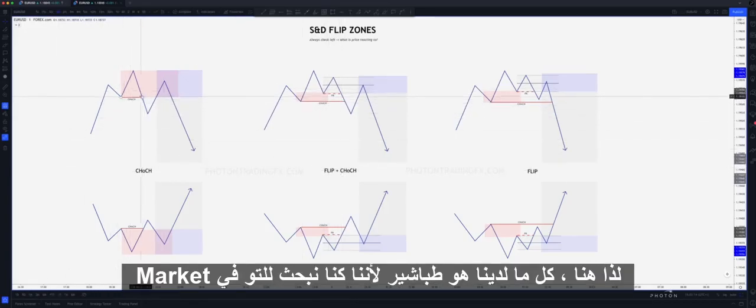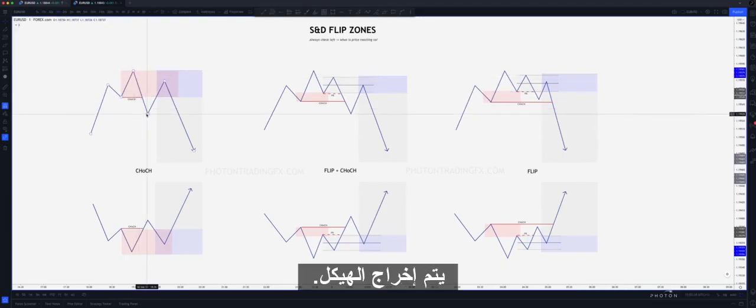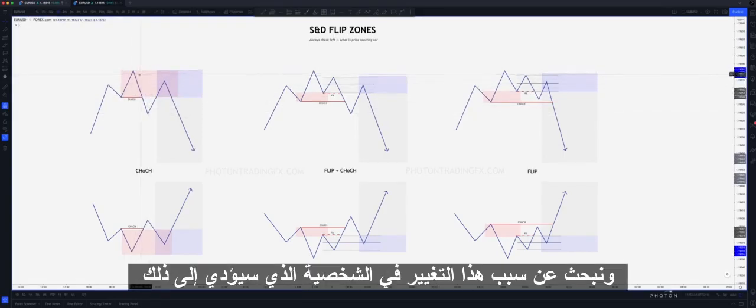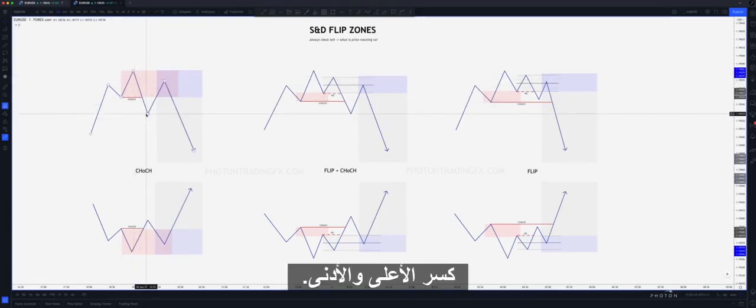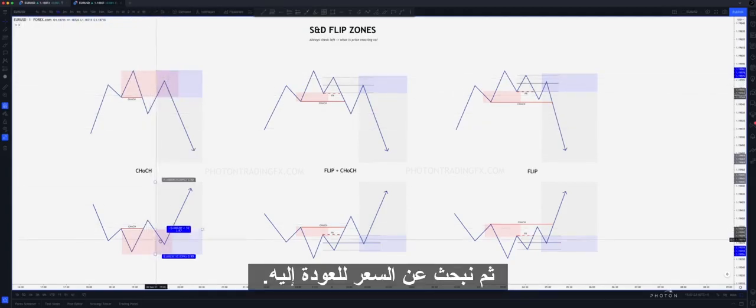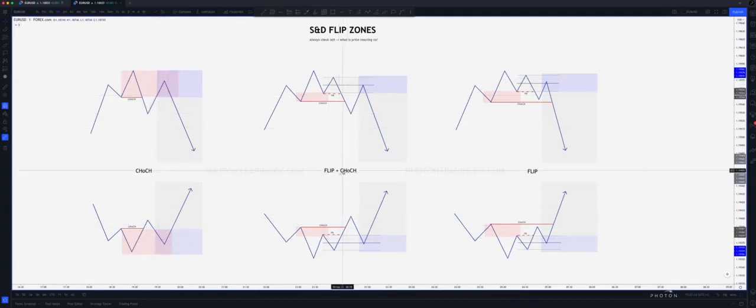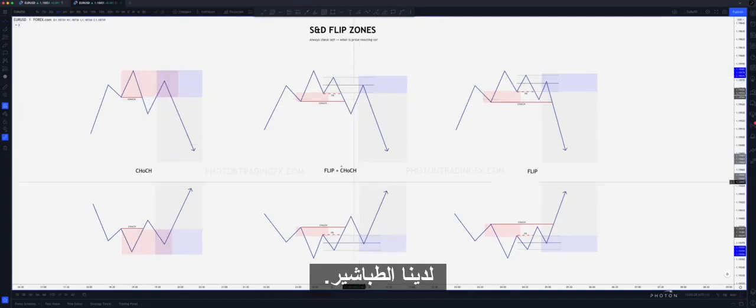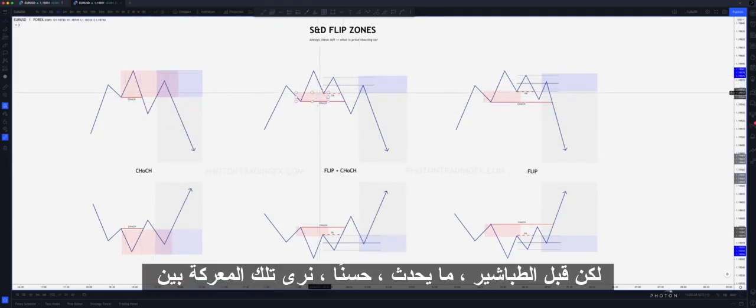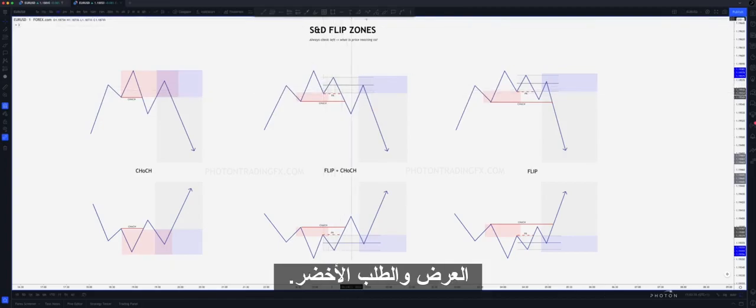So here, all we have is a CHoCH because we've just been looking at market structure being taken out, right? Then we look for what caused that change of character, what caused that break of the high or the low, and then we look for price to come back into it, right? But here, we do have the exact same thing. We have the CHoCH, but before the CHoCH, what happens? Well, we see that battle between supply and demand.